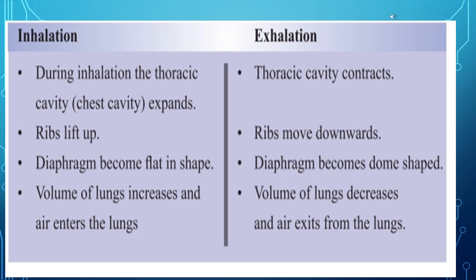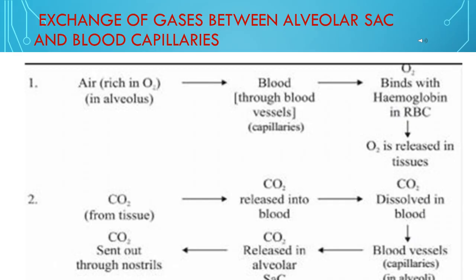After studying the mechanism of breathing, now we can differentiate the process of inhalation and exhalation. Have a look. In inhalation, due to the uplifting of ribs and contraction of the diaphragm, the volume of the lungs increases and air enters the lungs. While during exhalation, the ribs move downward and the diaphragm becomes dome shaped, causing the volume of the lungs to decrease and air exits from the lungs.